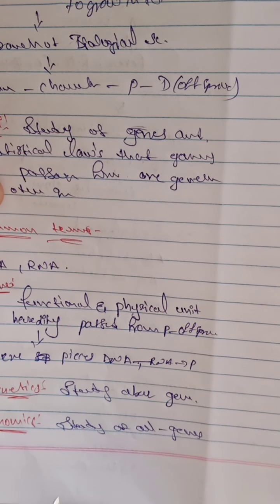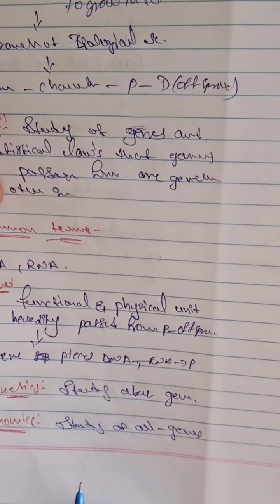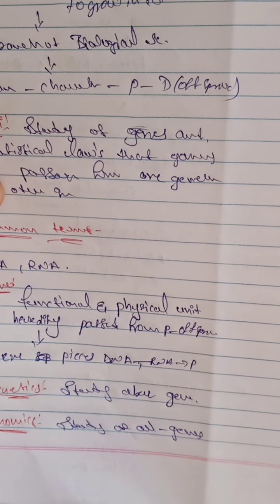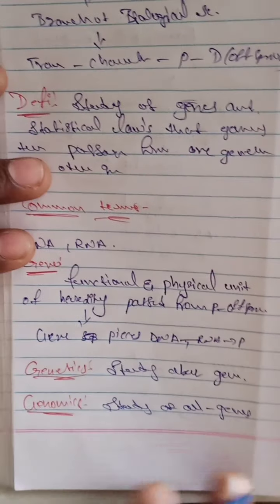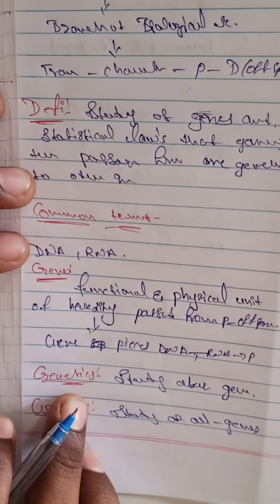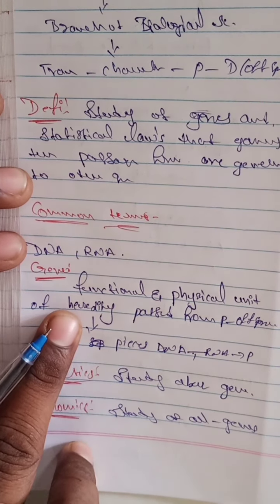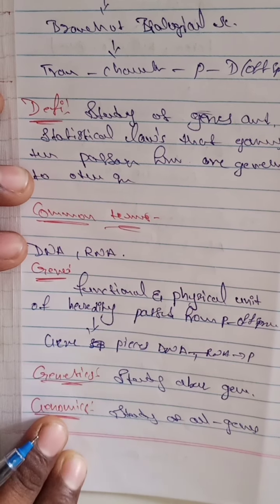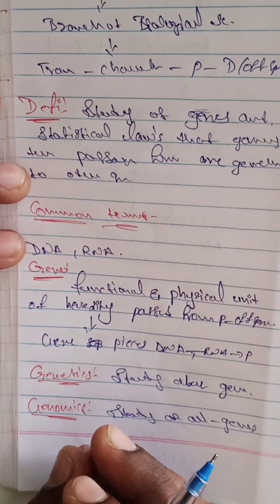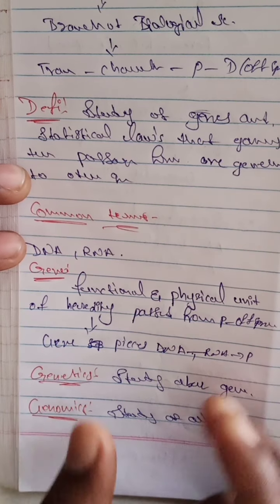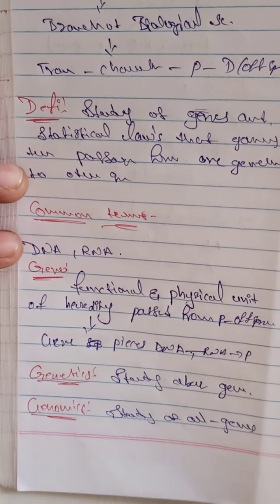So it includes the interaction of genes with each other, with the person, and with the environment, meaning the study of each and every gene. In genetics, we study only one type of gene, and the gene is the functional and physical unit. But in genomics, the study of the different types of genes in the different types of human body is known as genomics.